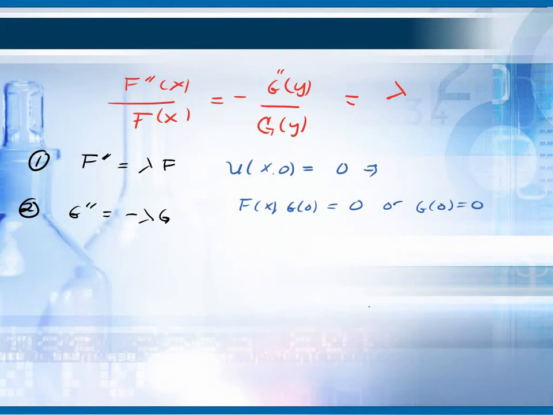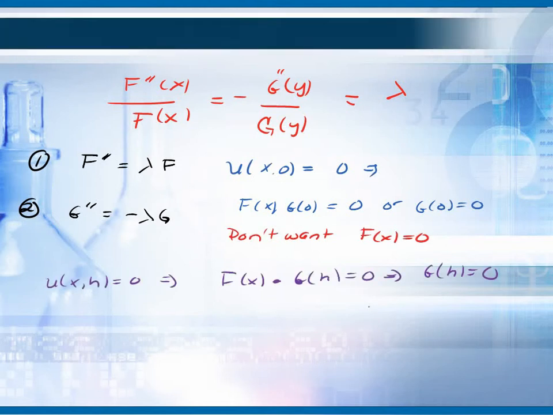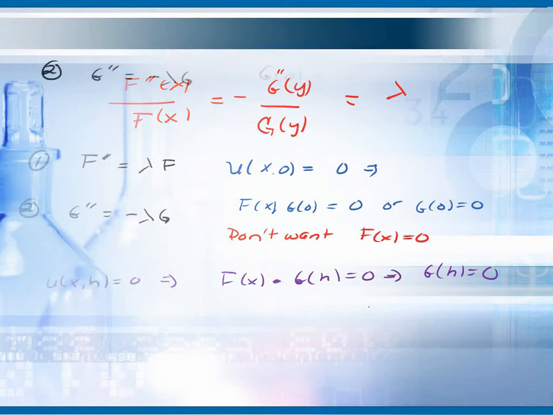For example, u of x, 0 equals 0 means if I pop it into what I assumed, that it was a product of these two functions, then I don't want f of x to be identically 0, or else I have a trivial solution. So that means g at 0 must be equal to 0. And then I'm popping in the other boundary condition. That gives me g at h equals 0 by the same reasoning.